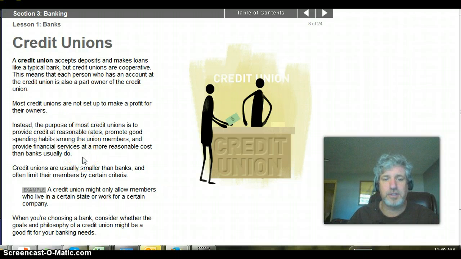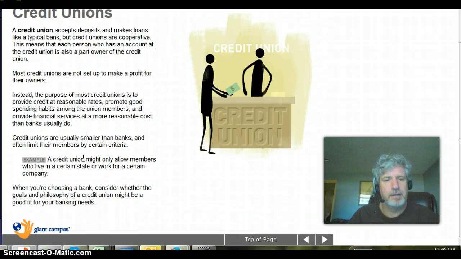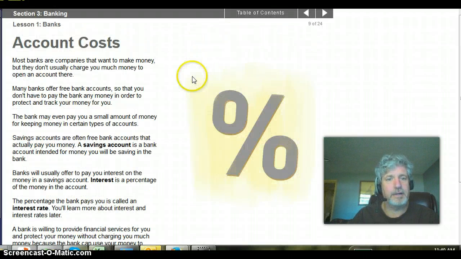Credit unions are usually smaller than banks and often limit their members by certain criteria. An example is a credit union that might only allow members who live in a certain state or work for a certain company. When you're choosing a bank, consider whether the goals and philosophy of a credit union might be a good fit for your banking needs. Account cost. Most banks are companies that want to make money, but they don't usually charge you much money to open an account there.